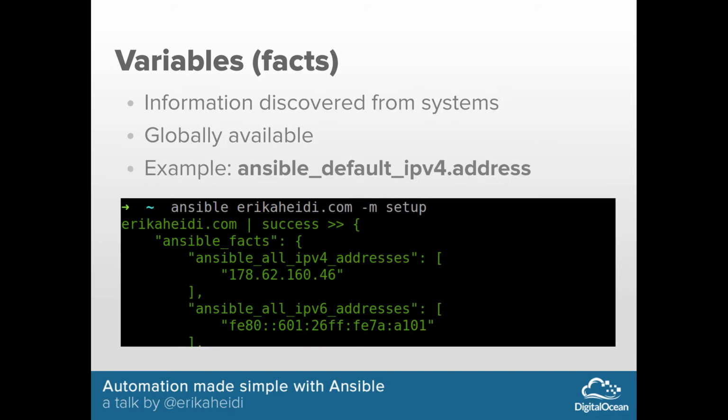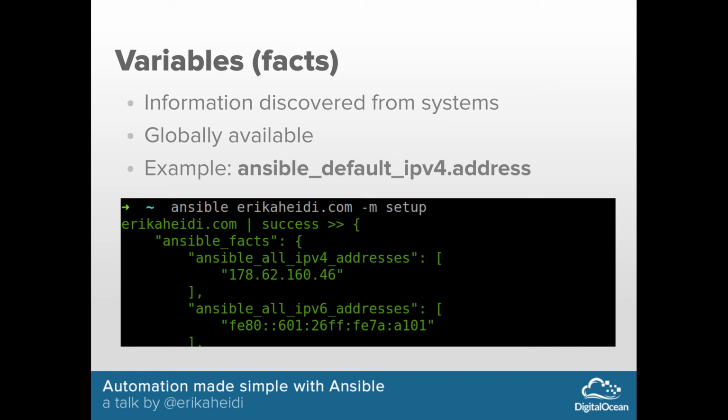Facts. I mentioned facts before when running the playbook. So facts are information discovered from systems, basically. And the facts contain information like network interfaces, IP addresses, OS family, and things like that. You can use this information to make your playbook work across different operating systems. That's the idea. Then you can access the facts via commands.